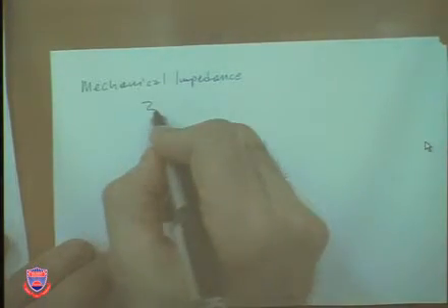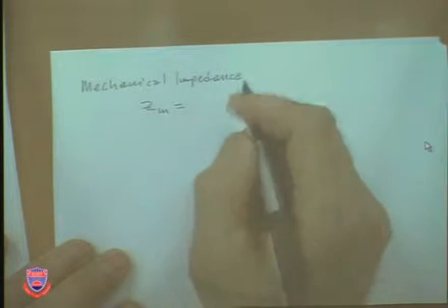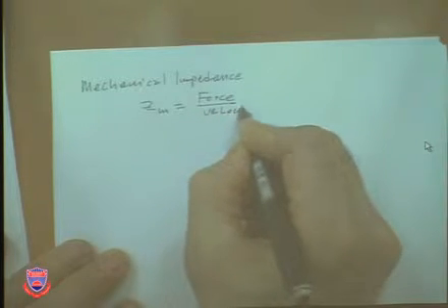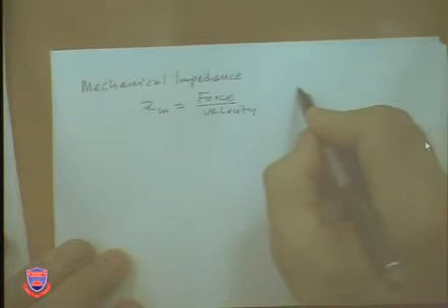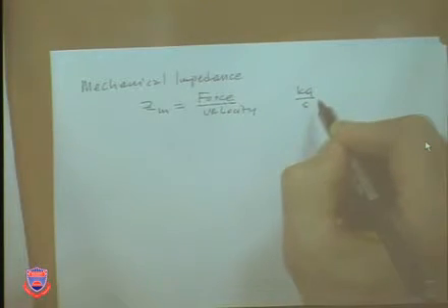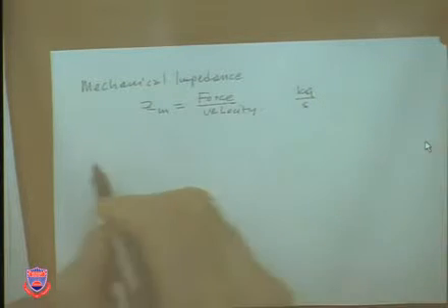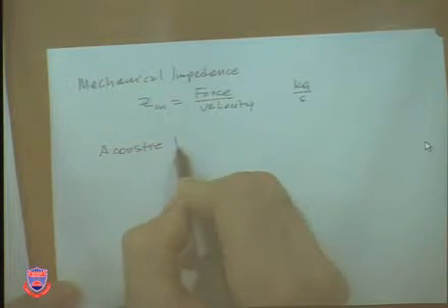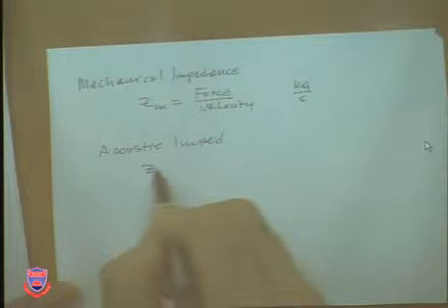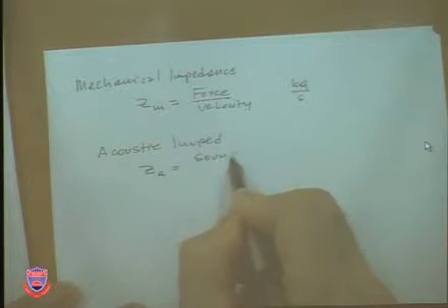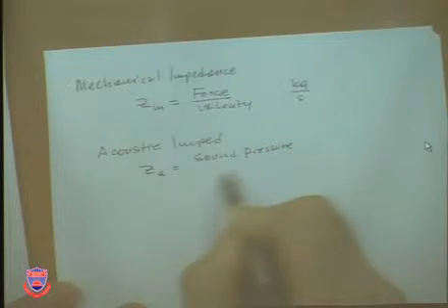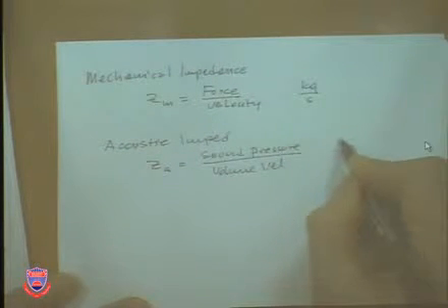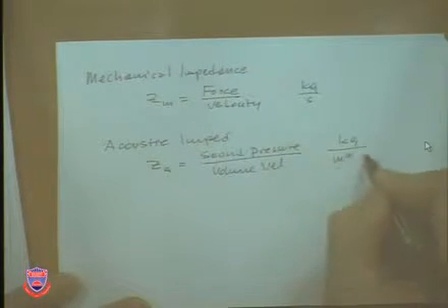And what's a mechanical impedance? Let's call it Z sub M. That would be force divided by velocity, and that would be kilogram per second. In general, acoustic impedance would be sound pressure divided by volume velocity, and that would be a kilogram meter per second.